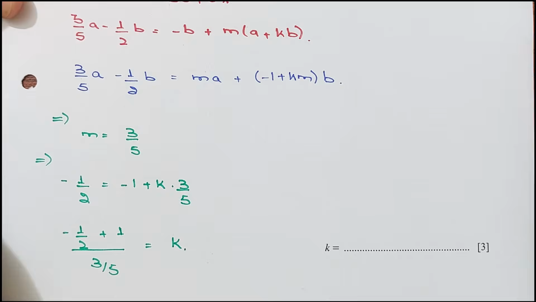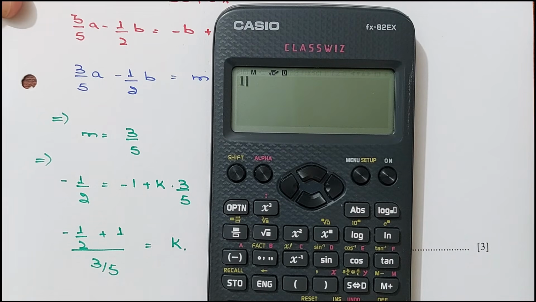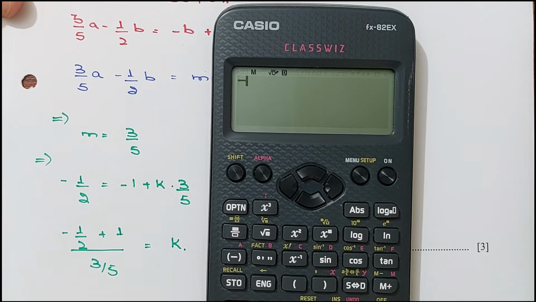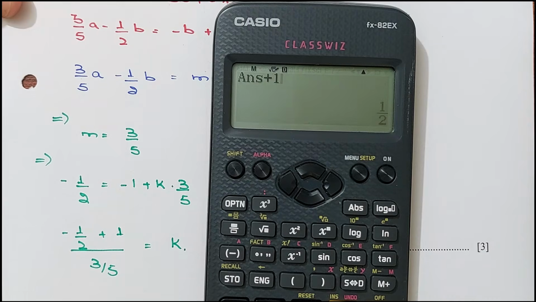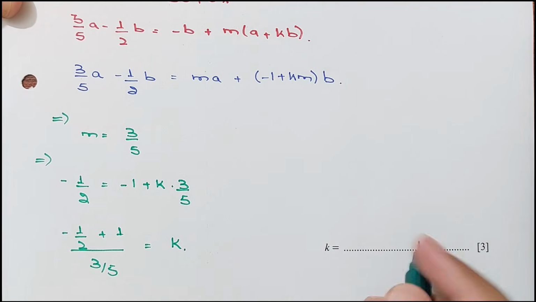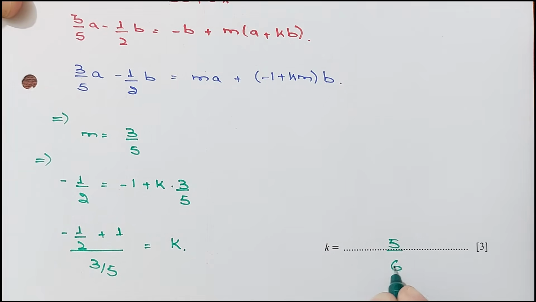Let me solve for the K. Negative 1 by 2, add 1, divided by 3 by 5. This is 5 by 6. So the K is 5 by 6, right?